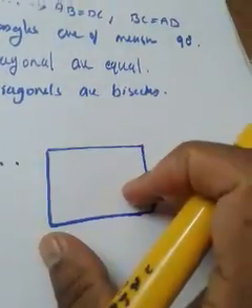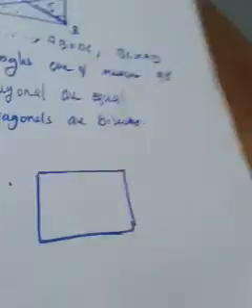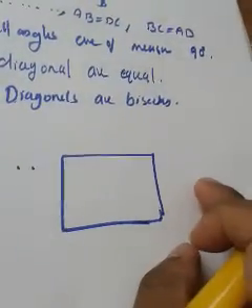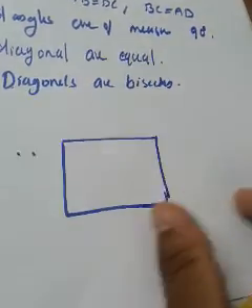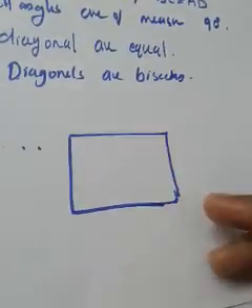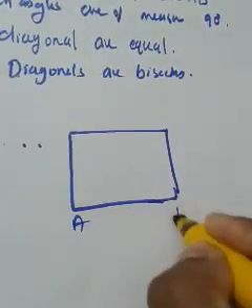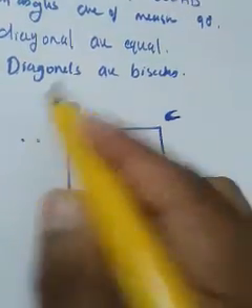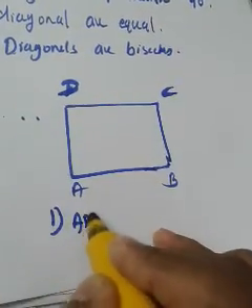So a square will satisfy all these properties of a rectangle. Why? Because a square is a rectangle. And the only difference is that all the sides should be equal. That means if it is ABCD, the first property you can write is all the sides are equal.